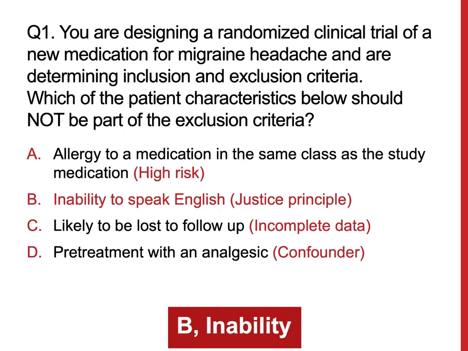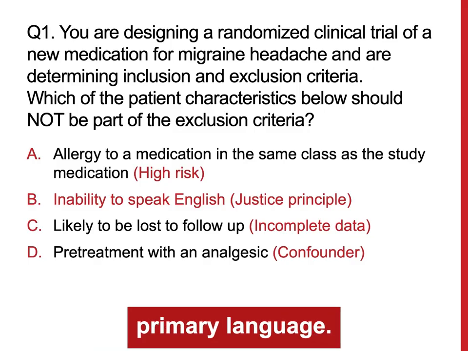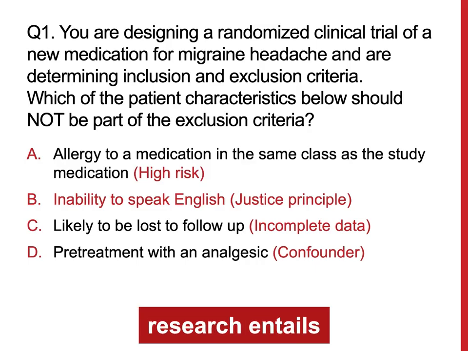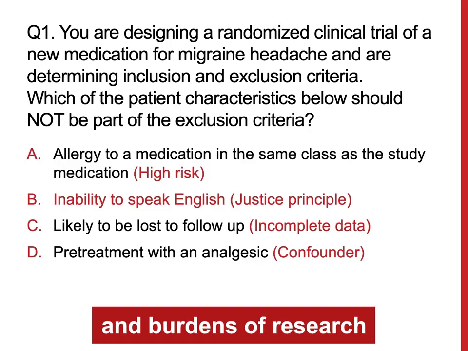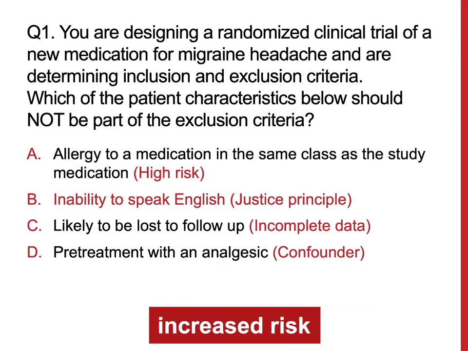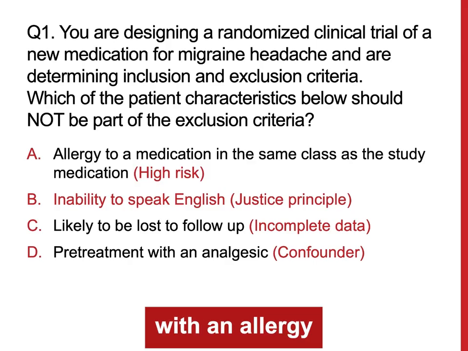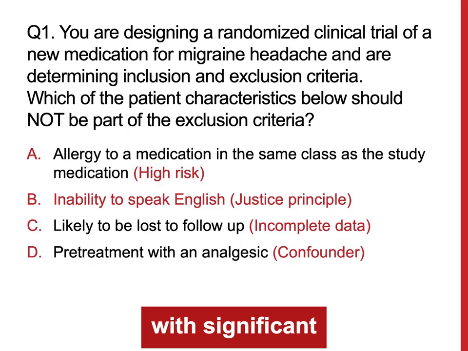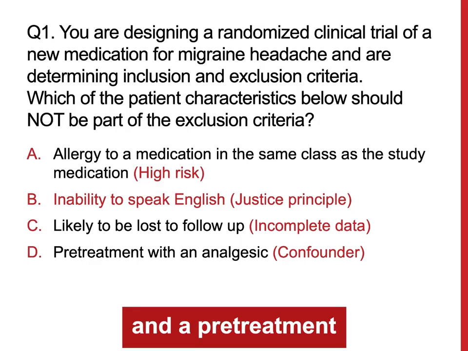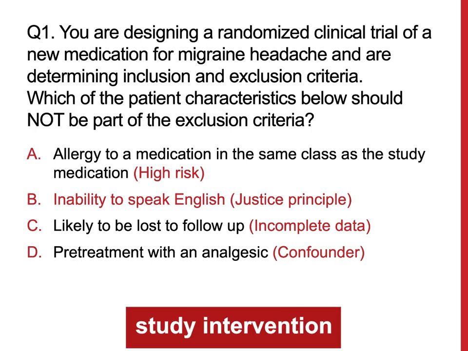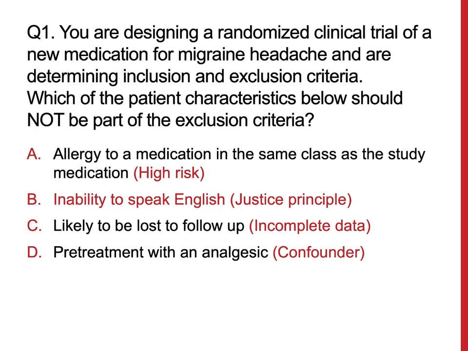The answer is B, inability to speak English. Patients should not be excluded from enrollment based on a non-English primary language. Enrollment should be equitable. The principle of justice in clinical research entails that the benefits and burdens of research be equally distributed. Patients who should be excluded are those at increased risk from participating in the study, such as those with an allergy to the study medications, those with potential confounding characteristics, such as those with significant comorbid conditions and a pretreatment that could confound the study intervention, and those who are unlikely to comply with the study intervention and unlikely to be available for follow-up.